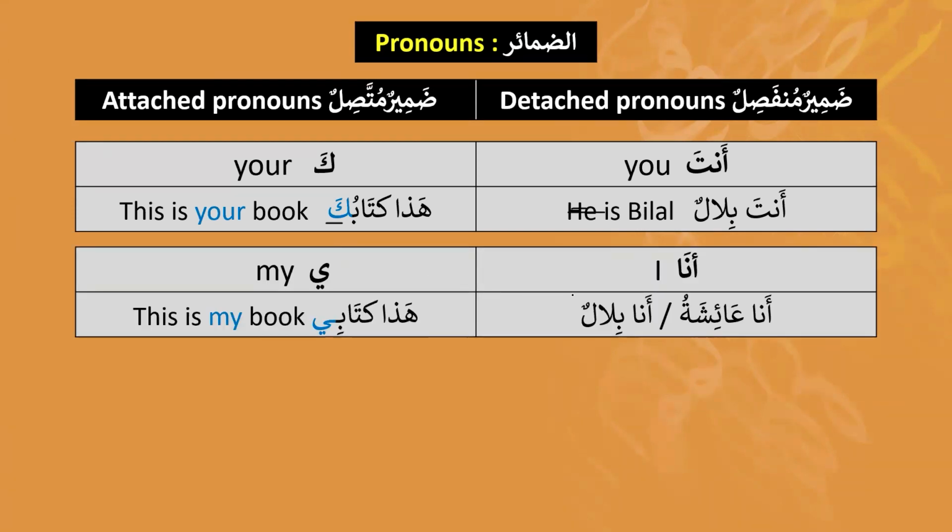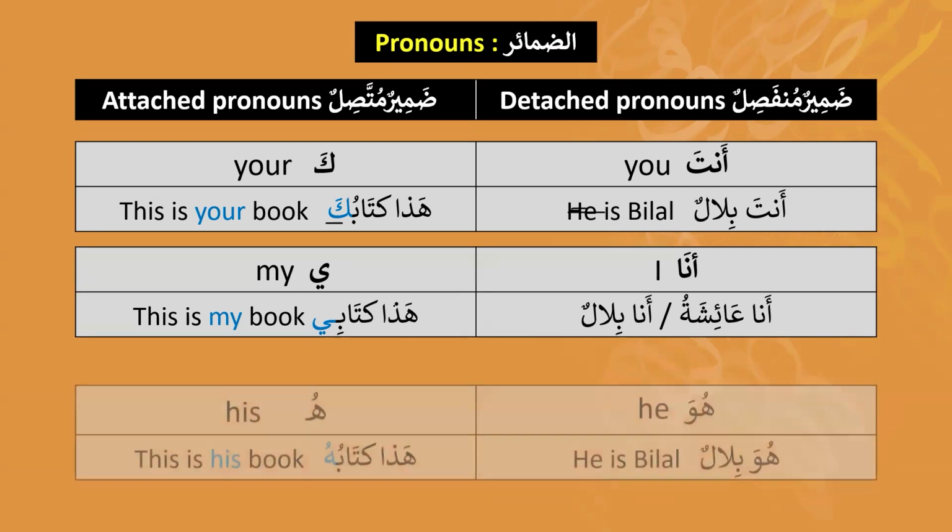Similarly, we have learned about ana. For example, ana Aishatu or ana Bilalun. When you want to say that something belongs to you, for example my, you will say hada kitabi, this is my book. Similarly, we have learned about anti, and after anti we say hada kitabuki. When we use ki with kasra, that becomes your for the feminine.